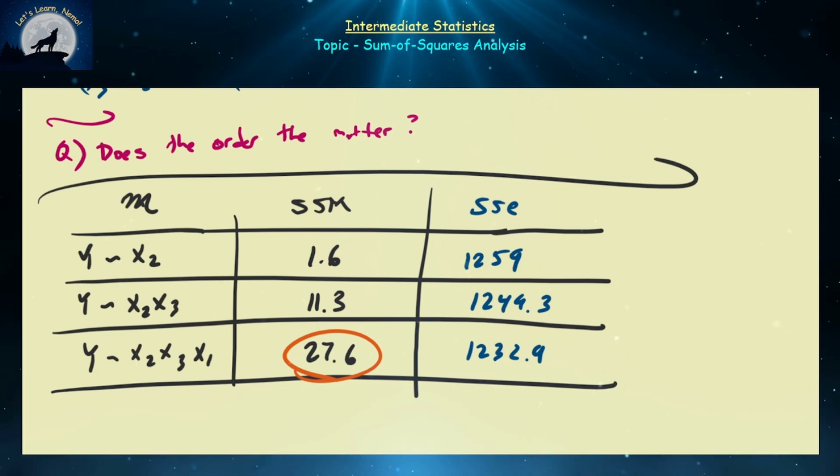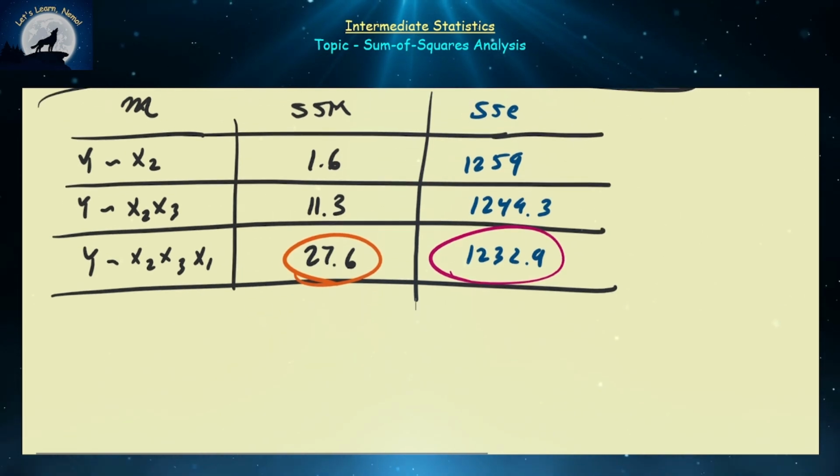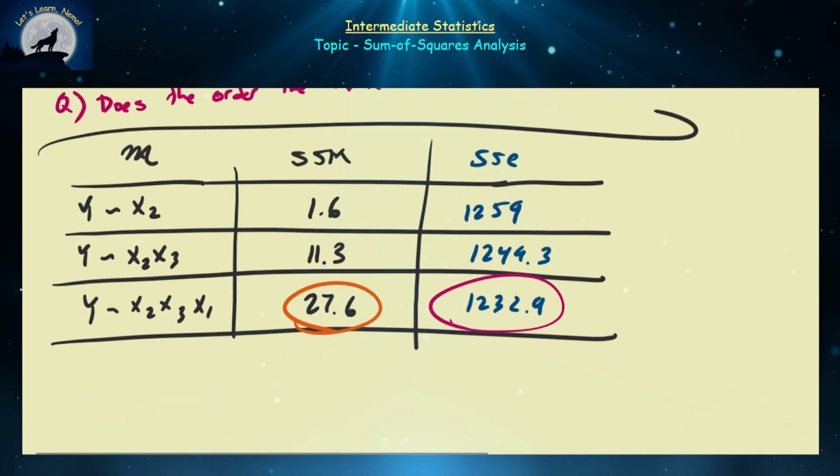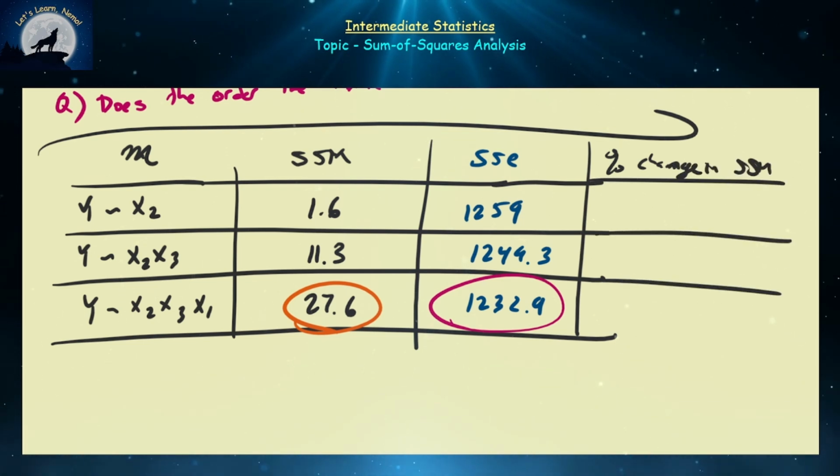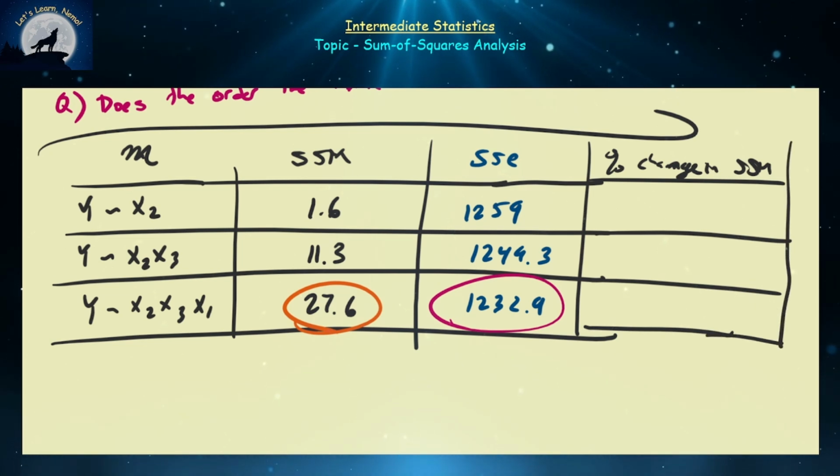And again, that SSE will be the same as the full model, regardless of the order for which you introduce them. All right. So if that is the case, what is the percentage change in the SSM? Because this is how we're going to establish our ranking for contribution.